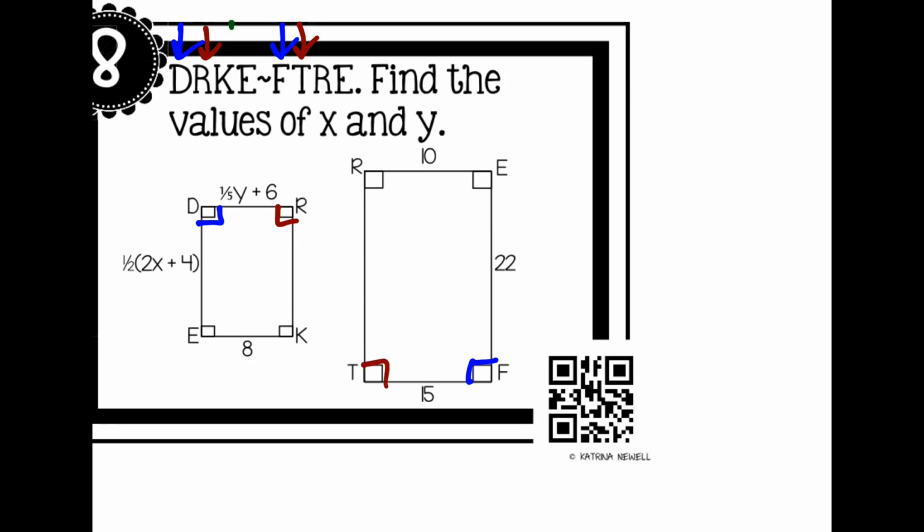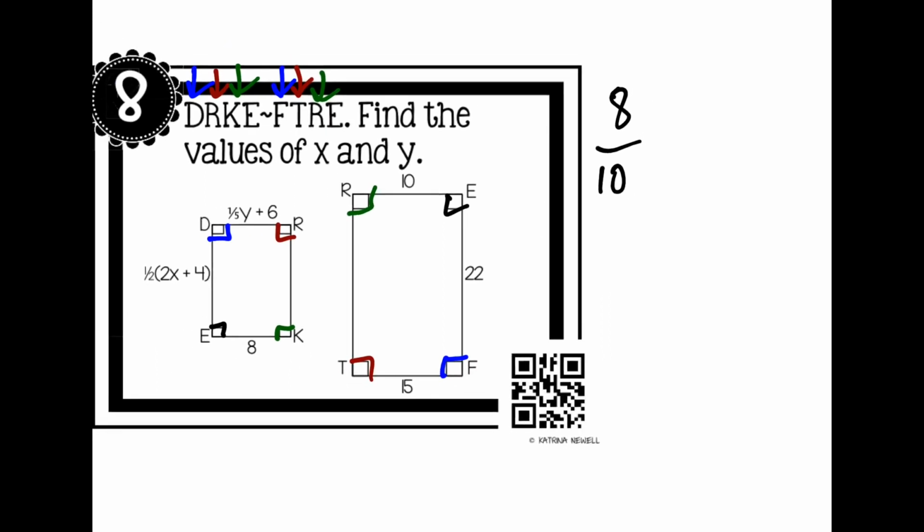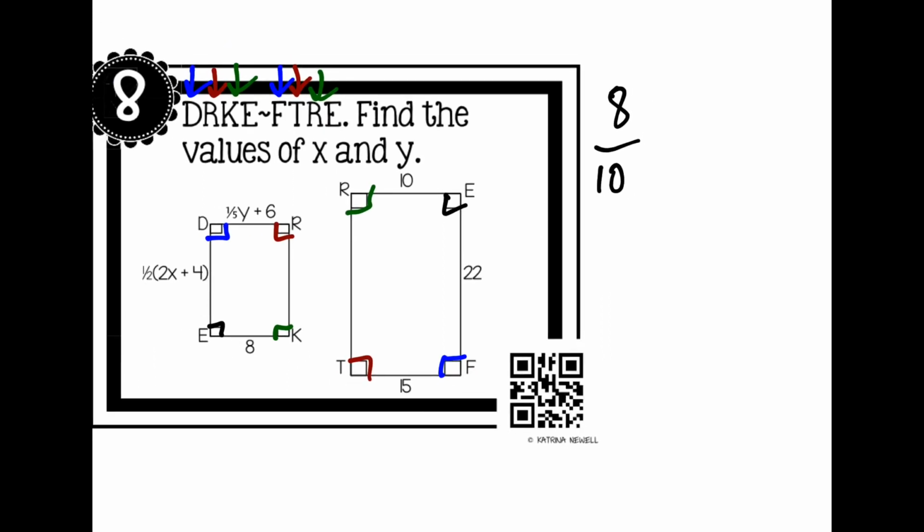Similarly, K matches up with R, and E and E. So if I'm setting up a proportion, I'm going to use 8 and 10, which are between the black and the green, as my base, and then I'm going to plug in various ones for x and y. So between black and blue here, I have 1/2 times 2x plus 4, and the same on the other side, I have 22.